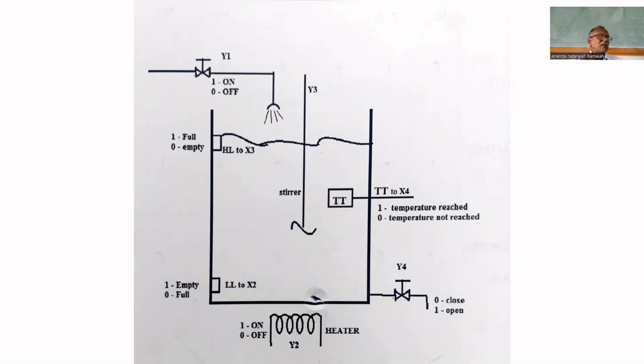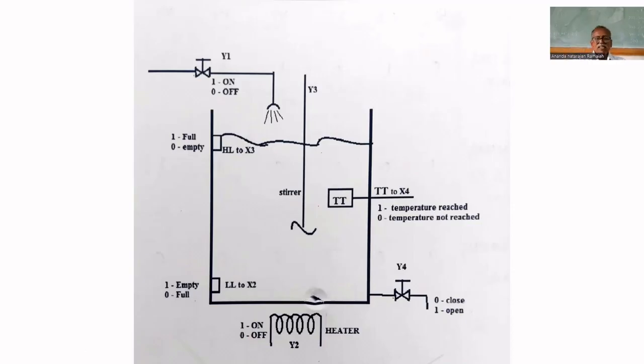Always you need a stirrer because otherwise the temperature will not be uniform in the entire tank. That's why a stirrer is there. Whenever you turn on the heater, the stirrer has to be turned on. Stirrer will be connected at Y3. So once the temperature is reached, then we have to wait for some time, say 50 seconds or 100 seconds. A delay timer will be there. During that time, we have to wait. After that, we have to drain.